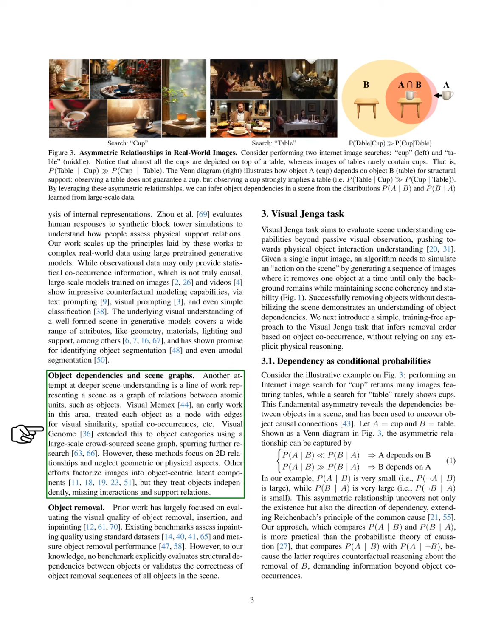Some research represents scenes as graphs of relationships between objects. For instance, Visual Memex viewed each object as a node connected by edges representing visual similarities and spatial co-occurrences. Visual Genome expanded this concept using a large crowdsourced scene graph, leading to further studies. However, these approaches mainly focus on 2D relationships and overlook geometric or physical interactions. Other methods break images into object-centric components but fail to account for interactions and support relations.